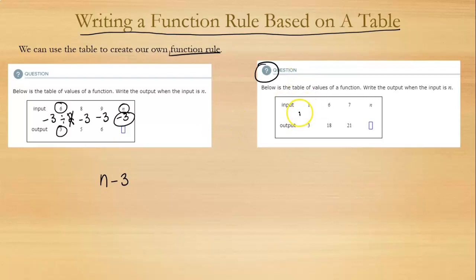You should have noticed for this one that you can either add 2 or multiply by 3. You can't just look at one set though, because we don't know which one of these is accurate. 6 plus 2 would be 8. 6 times 3 would be 18. 7 plus 2 would be 9, but 7 times 3 would be 21. So it looks like times 3 is the rule. You could have written this a couple different ways. You could write it as n times 3. You could write it as n dot 3, or you could write it as 3n. Any of those three answers would be correct.